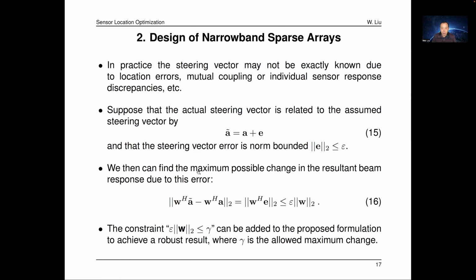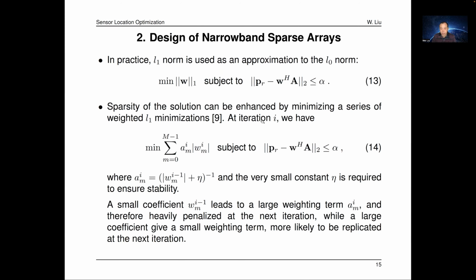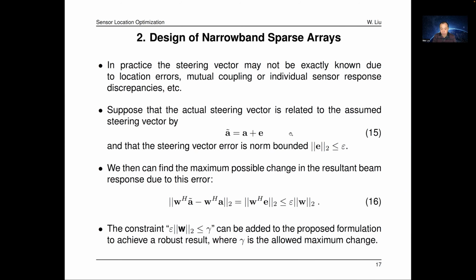For robust design, we then find the maximum possible change in the resultant beam response due to this error, and then we limit this maximum change to a small value. So you see, that's the real response, that's the assumed response, and the error is given by this, and is smaller than or equal to epsilon times this L2 norm of W. So that's the maximum change due to this norm-bounded error E. And then you limit this maximum change to a small value gamma. So you add this constraint to this formulation, and then you can find a robust design.